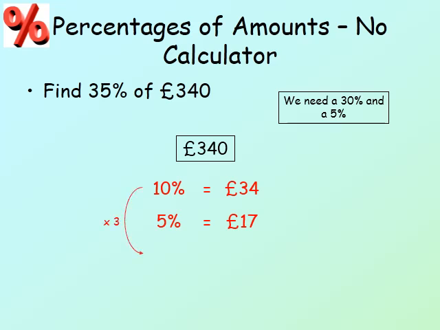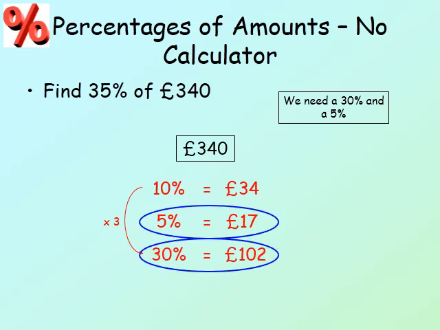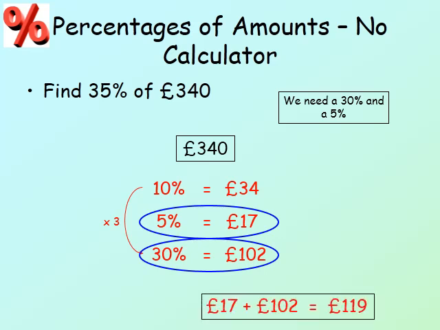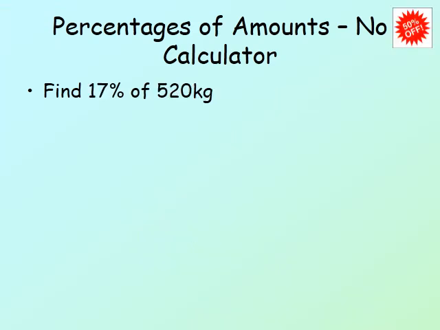But we need 35. So 3 lots of 34 is 102, and don't forget to add on the 17. So the answer is 119, and we got that by adding 102 and 17, giving us a total of 119.